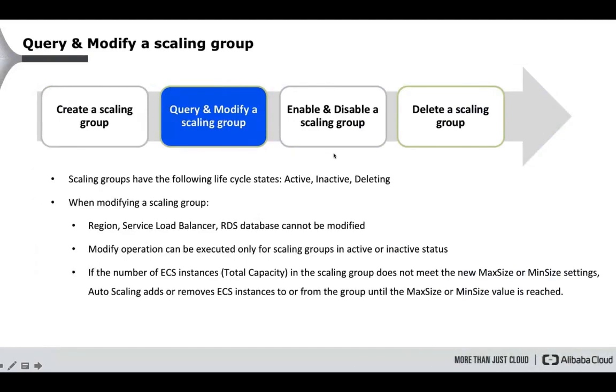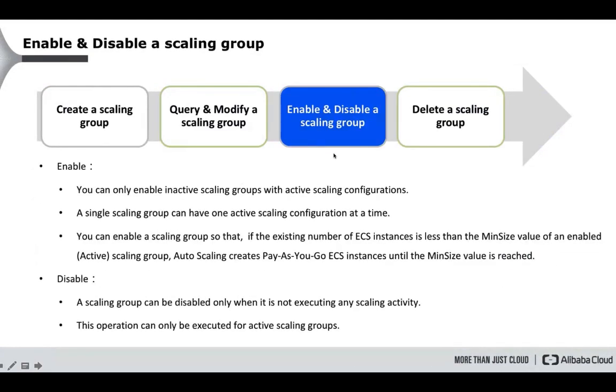Move to next, about enable and disable scaling group. So enable means that you enable this scaling group and it will add or remove ECS instances according to the policies you configured in this scaling group. And some notes here. When you enable a scaling group, you can only enable inactive scaling groups with active scaling configurations.